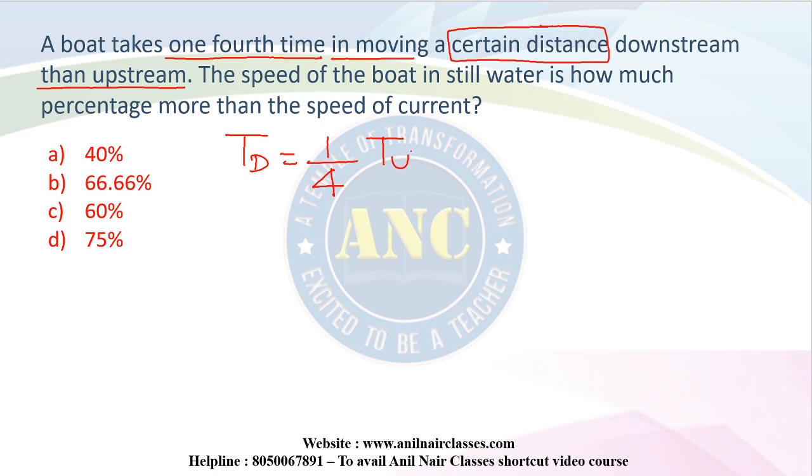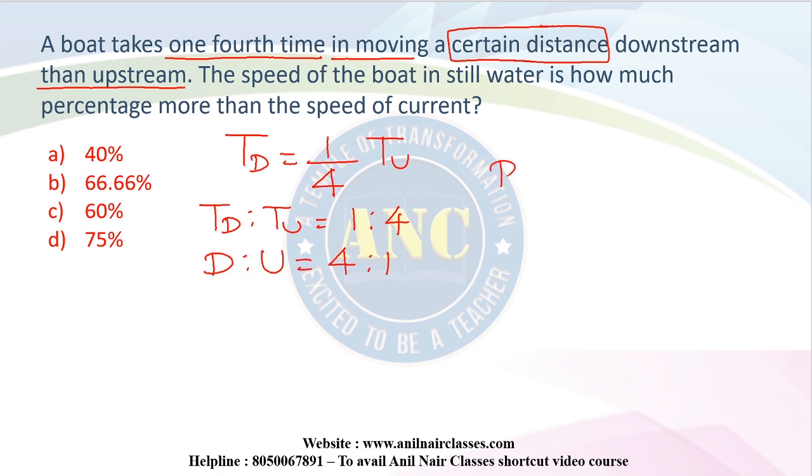That's the meaning of it, right? Just an example I told. So convert it to ratio. Downstream time is to upstream time is nothing but 1:4. So distance is constant, so speed ratio will be the reverse of the time ratio, which will be 4:1.